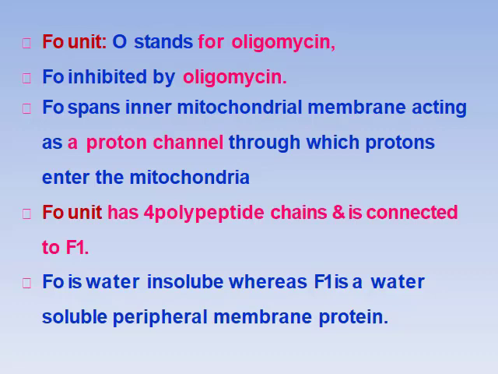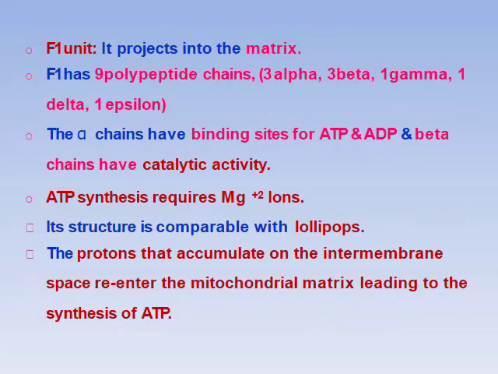Okay, now the FO is named FO because the O stands for oligomycin, which has the ability to inhibit this FO subunit. The FO subunit is mainly made up of 4 polypeptide chains. The F1 subunit is made up of 9 polypeptide chains: 3 alpha, 3 beta, 1 gamma, 1 delta, and 1 epsilon.